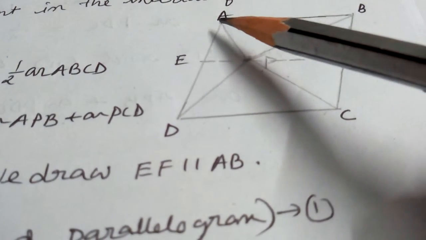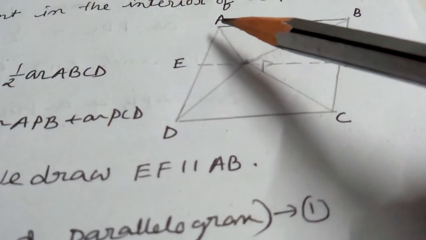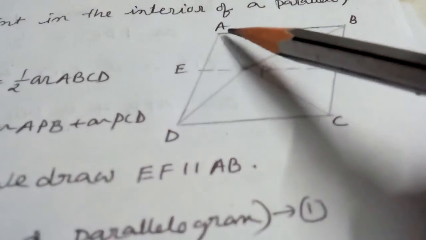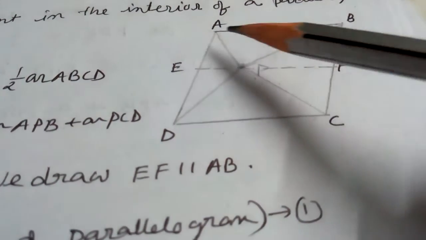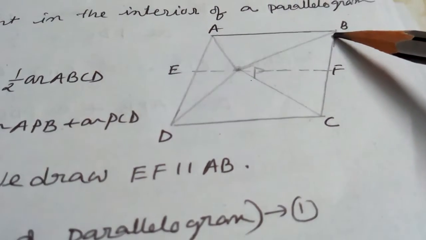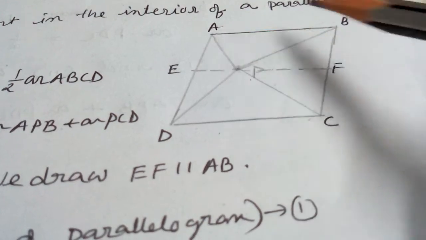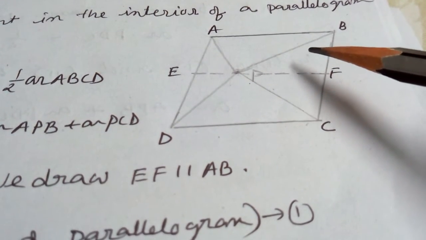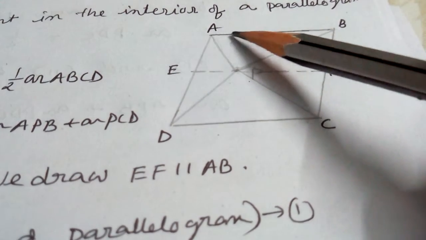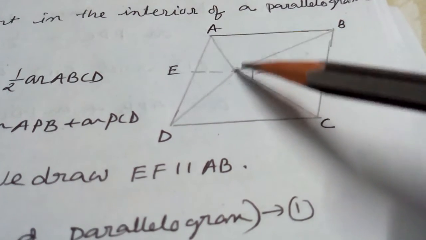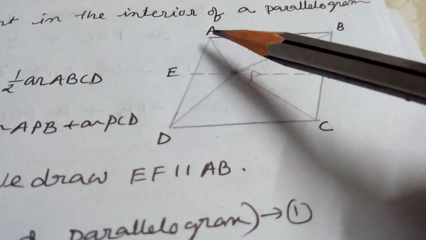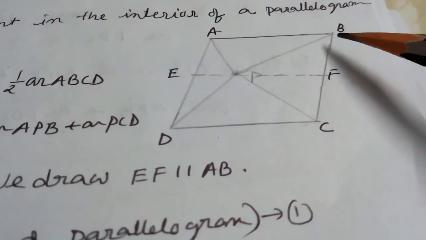Now, triangle APB and parallelogram ABFE are standing on the same base AB and between the same parallels AB and EF. So, area of APB is equal to half of area of ABFE. We got it in our previous class that if a parallelogram and a triangle stand on the same base and between the same parallels, then the area of the triangle is half of the area of the parallelogram.